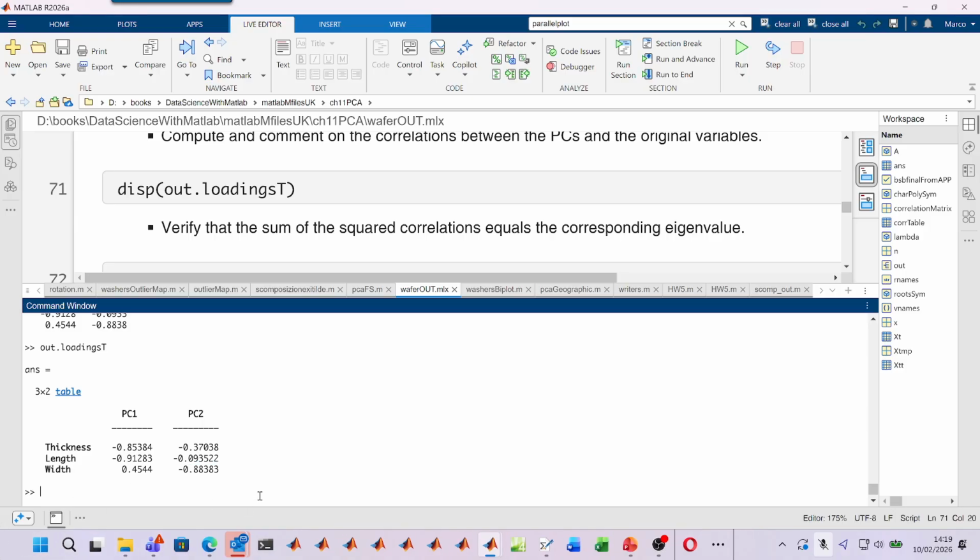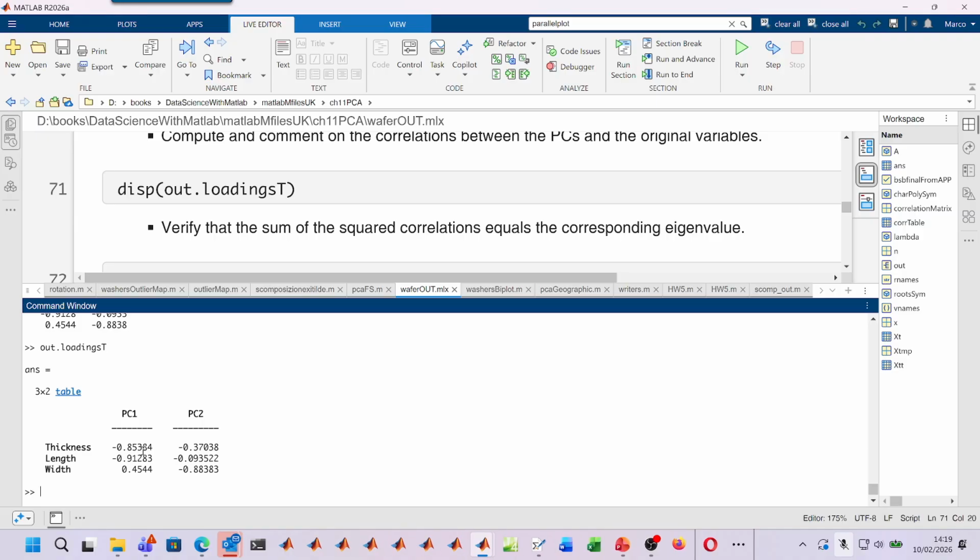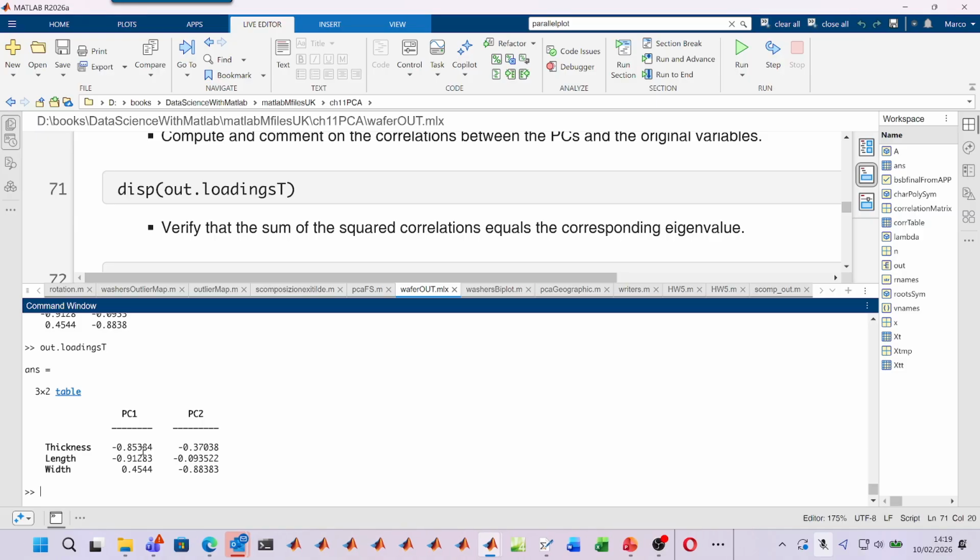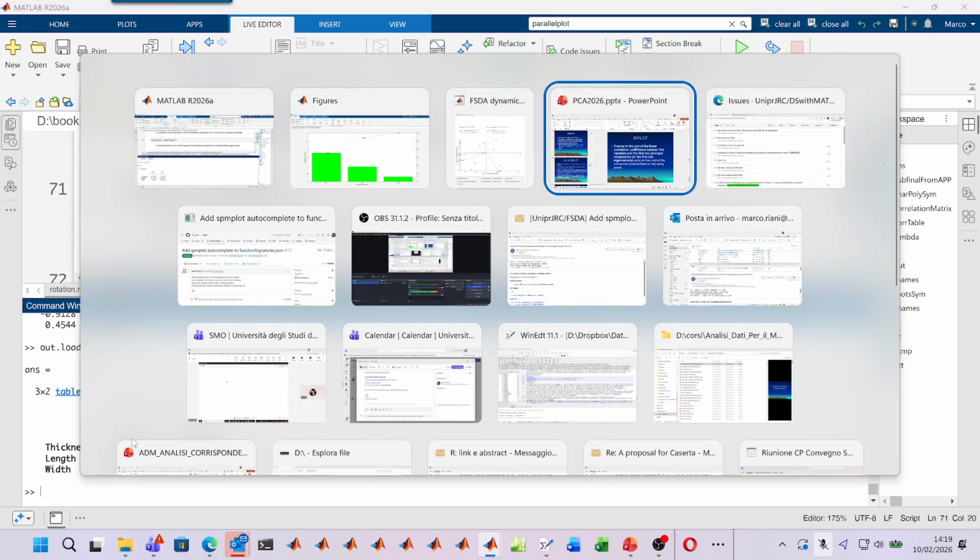Now, what is the sum of squares of the elements of each column? The sum of squares of the elements of each column are equal to the corresponding eigenvalues, because the first column is lambda 1. Well, I show you.